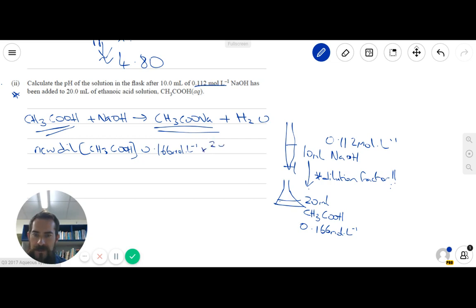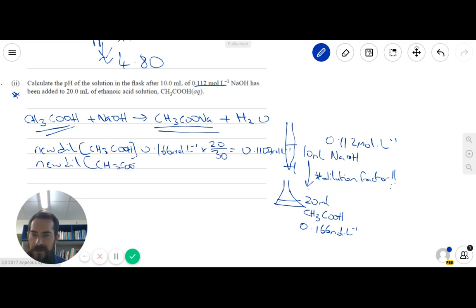We had 20 mLs of it to begin with, and we've added 10 mLs of the strong base, so it's now over a total volume of 30. So that's 2/3 of that concentration, which works out to be 0.1107 moles per liter.